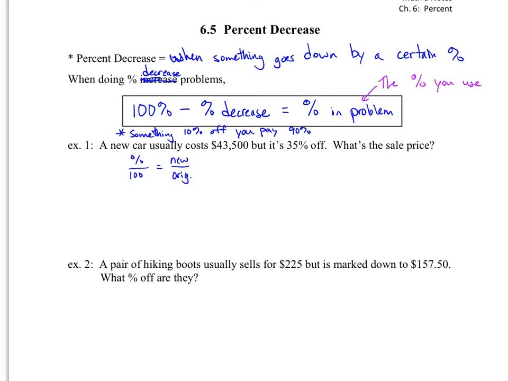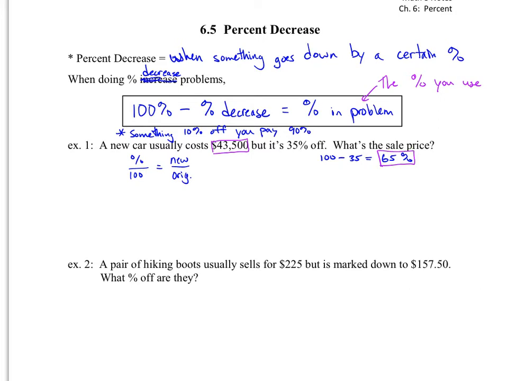Now, the car is 35% off. So are we going to do our subtraction at the beginning or the end of this one? Beginning, because we already know how much it's off. So first off, we're going to say 100 minus 35 equals 65%. So that's the percentage we're going to use because we're paying that much. Okay? So now we've got some numbers we can use. We have 43,500 and we have 65%.